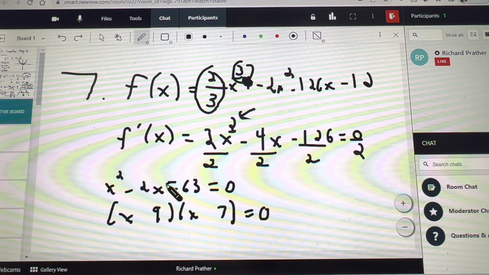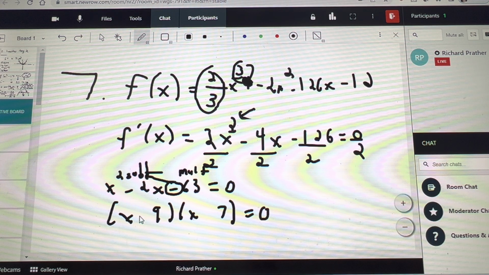If the last sign in a trinomial is negative, you get 1 positive and 1 negative. So we're trying to multiply to negative 63. And if this is a minus, then you're trying to subtract to the middle value. So I need to subtract to the negative 2.